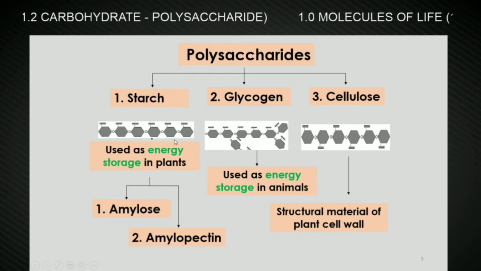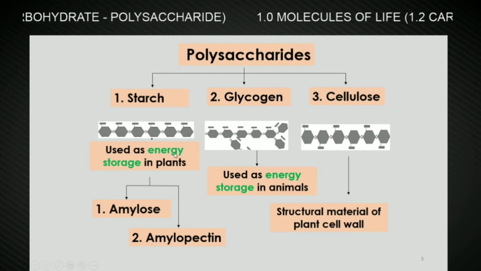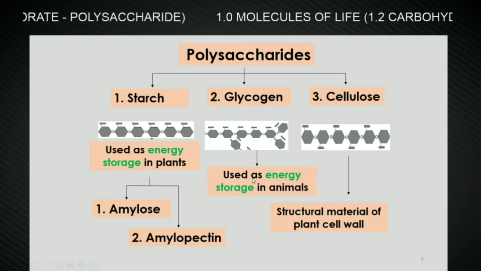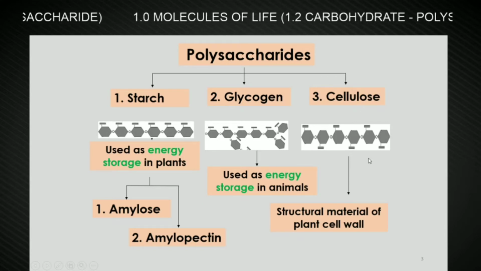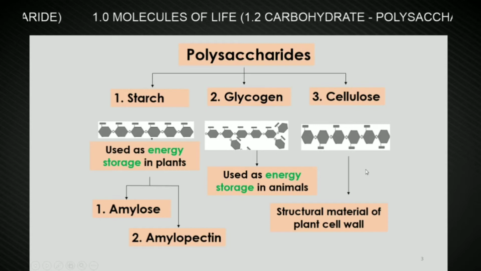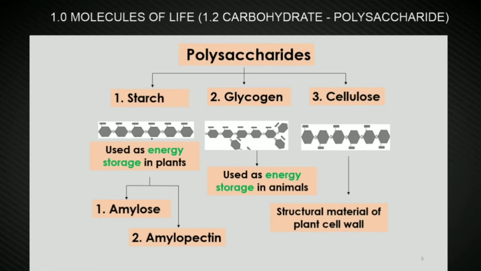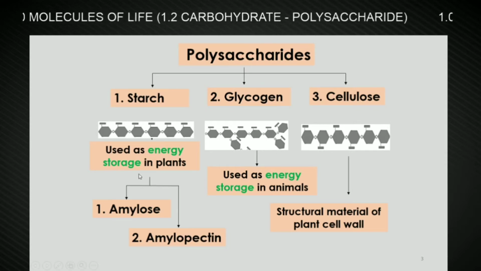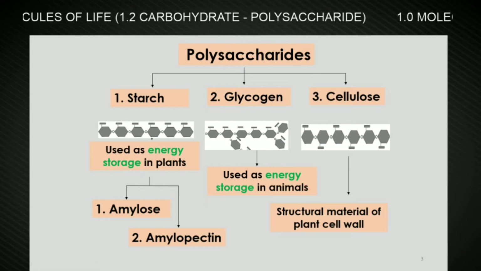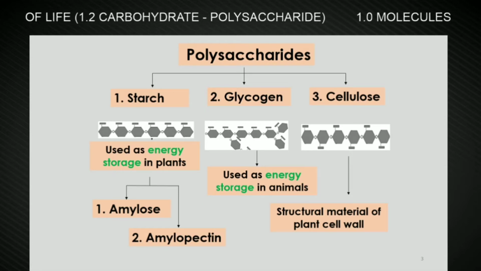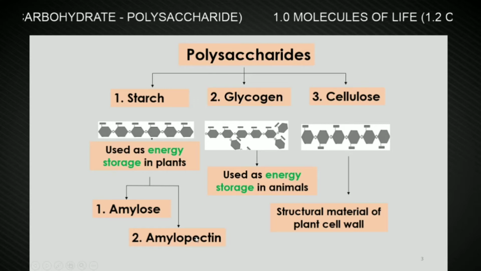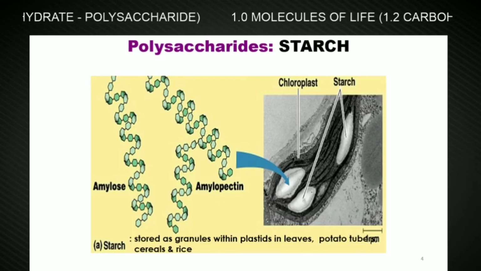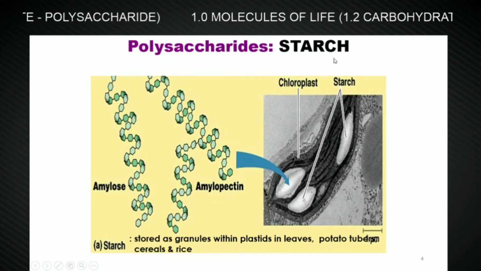For starch, the function is as energy store in plant. For glycogen, it acts as energy storage in animal. While cellulose is a major component of the plant cell wall. For starch, it can be divided into two according to the types of chain: amylose, the unbranched chain, and amylopectin, the branched chain. So for the first class, which is starch.